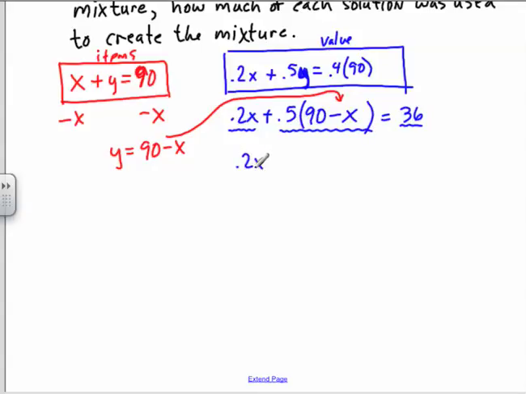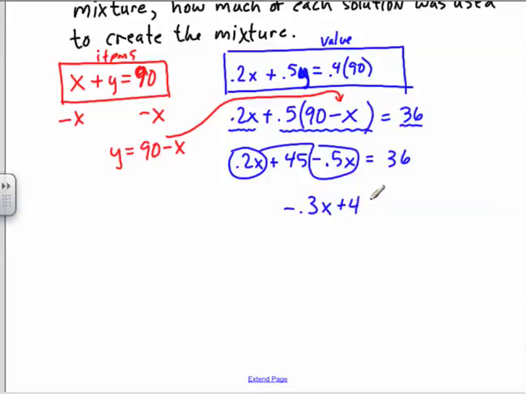All right, so let's just keep rolling. Let's simplify this thing. Half of 90 is 45, right? Minus 0.5x is equal to 36. I'm going to combine my like terms, because that's what I do. Minus 0.3x plus 45 is equal to 36. Subtract 45 from both sides. I'm going to get negative 0.3x is equal to negative 9. All right, I like the way this is going. You go, teachers, making up these easy problems. Divide by negative 0.3 on both sides.